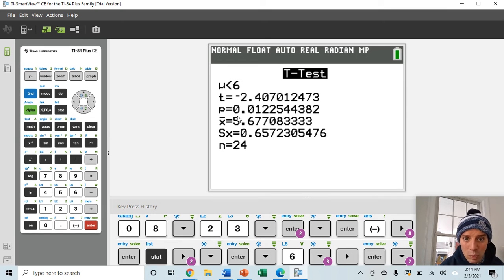0.0122. Okay, so same thing that we got using any technique that we wanted to. It doesn't matter which way you go about doing it. Any of those would be correct.